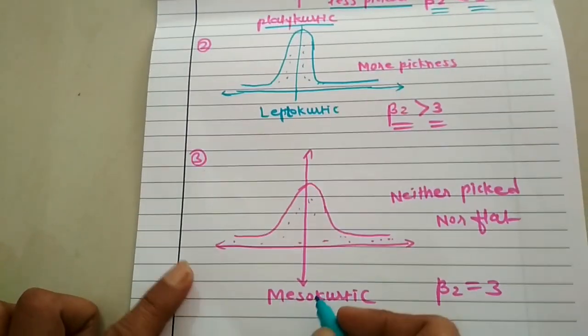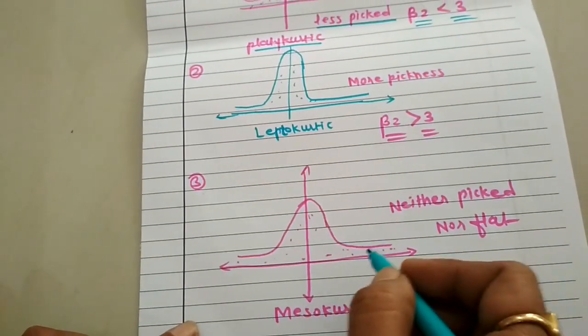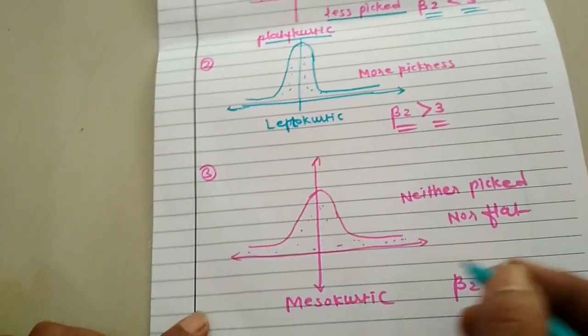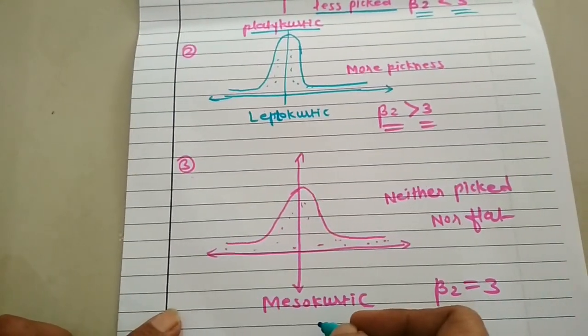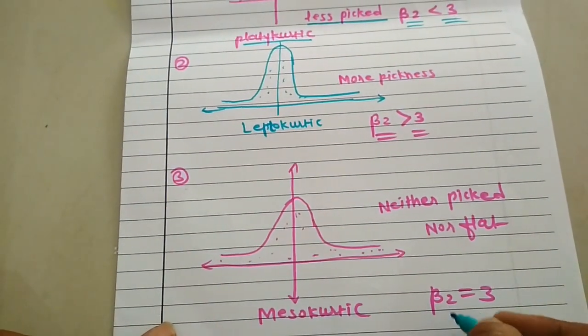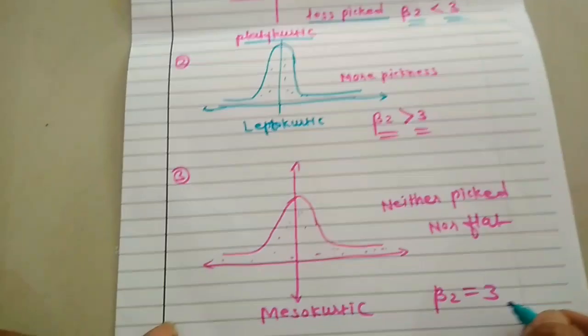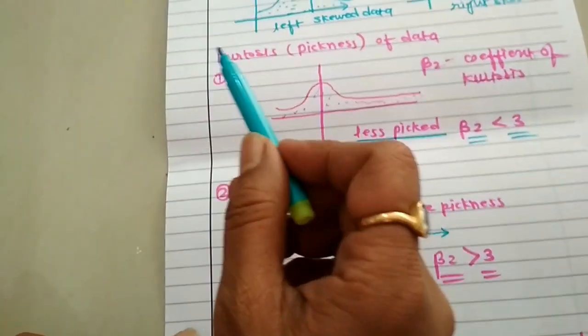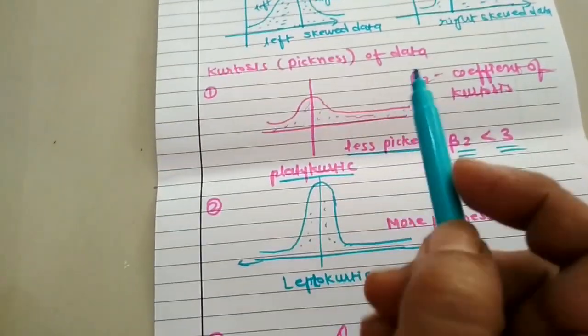Third one is, if we plot the graph of given data and it is neither peaked nor flat, such a type of graph is called mesokurtic and beta 2, the coefficient of kurtosis, is equal to 3. So this is the main part in this central tendency, skewness, kurtosis.